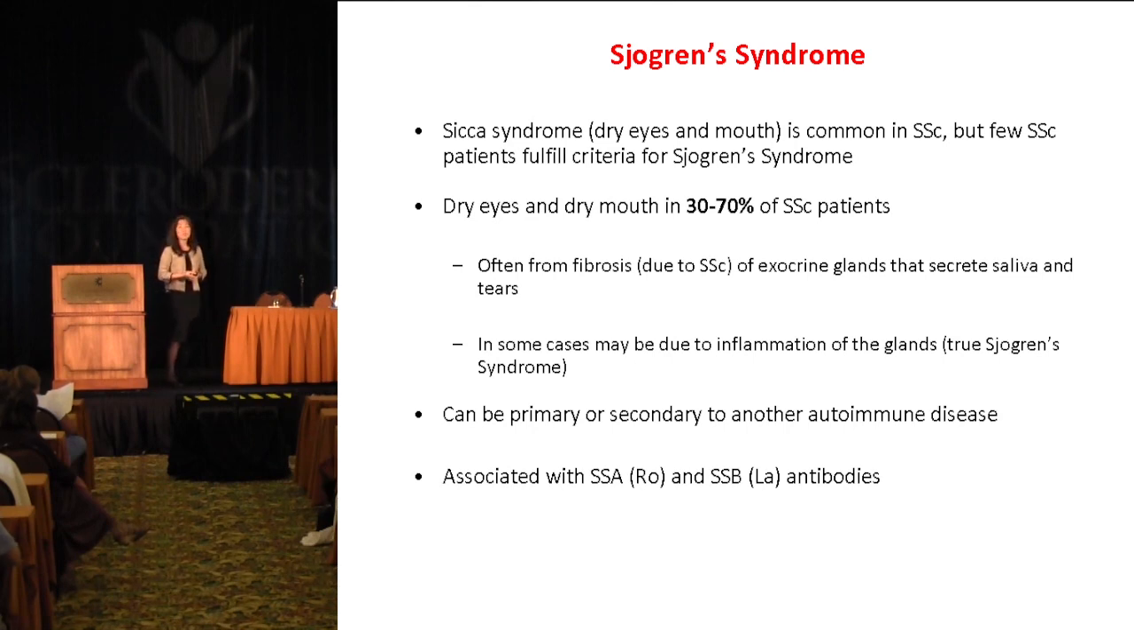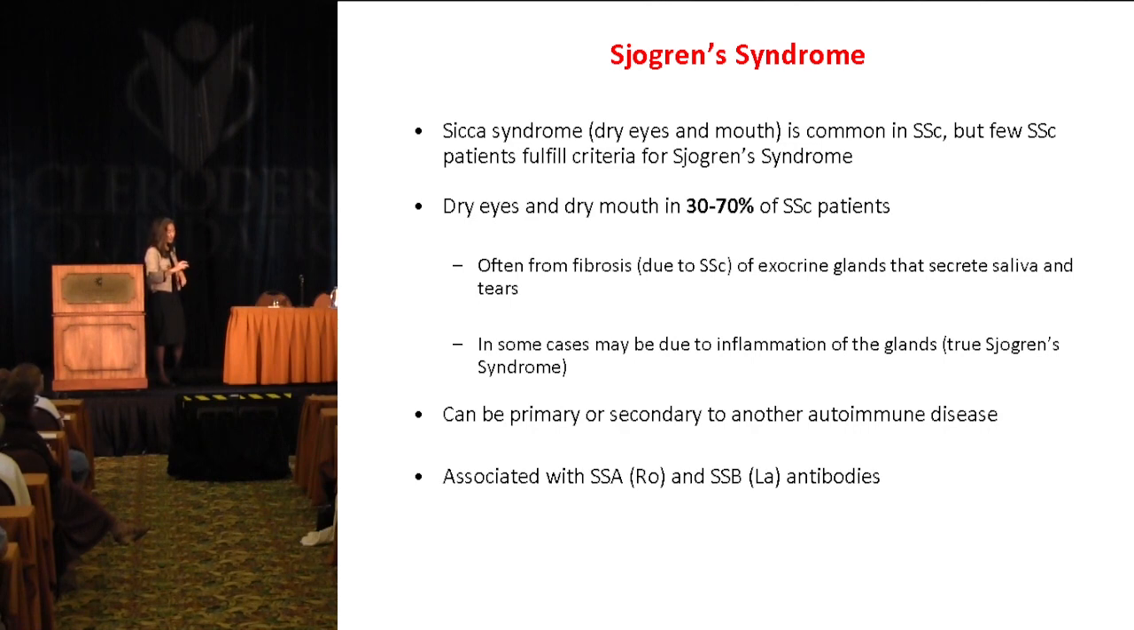I will say that from the literature, the incidence of dry eyes and dry mouth is anywhere between 30 to 70%. In fact, I've got a huge number of patients that have this complication. It's important to realize that often this can just be due to the fibrosis that results from scleroderma itself, where you get fibrosis of the glands that secrete tears and saliva. But in some cases, you may have true inflammation from infiltration of the lymphocytes into the glands due to a true Sjogren syndrome.